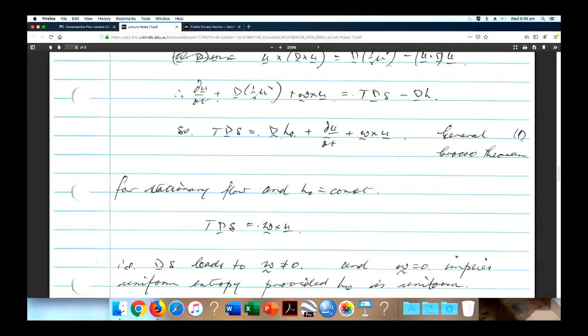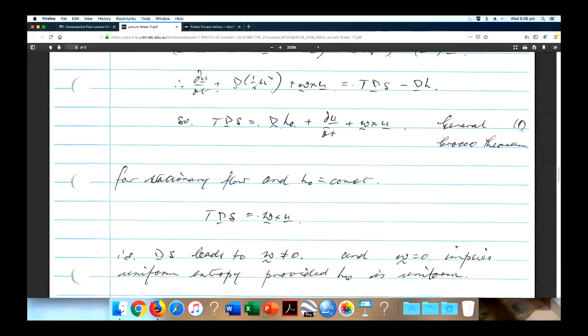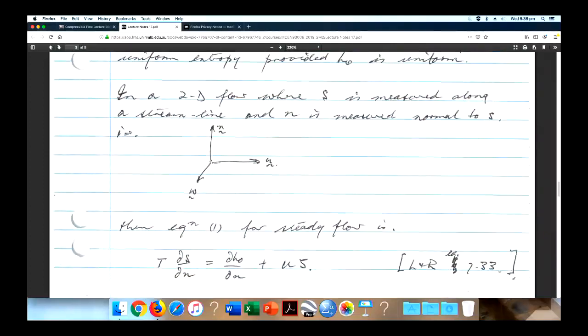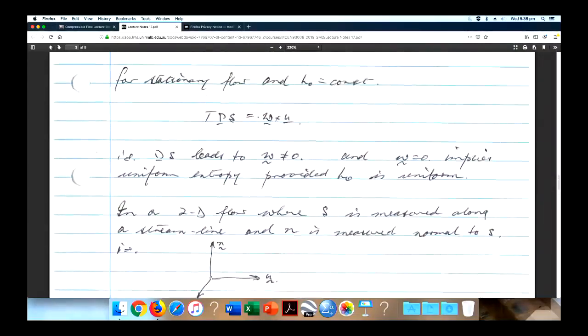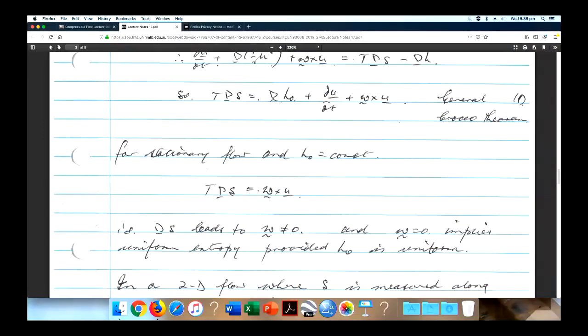So they will have different entropies. And if they have different entropies, it automatically means that omega will be not zero. So the gradient of S leads to the vorticity not being zero, or turning it another way around, if omega is identically zero everywhere, it implies that S is uniform, provided H naught is uniform. So that's the general theorem here.